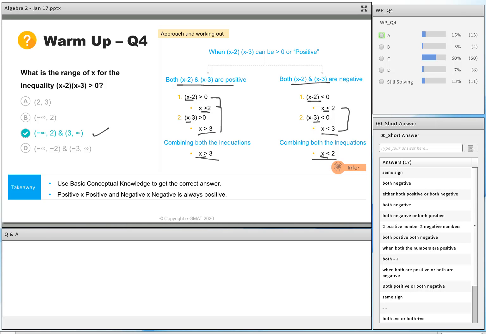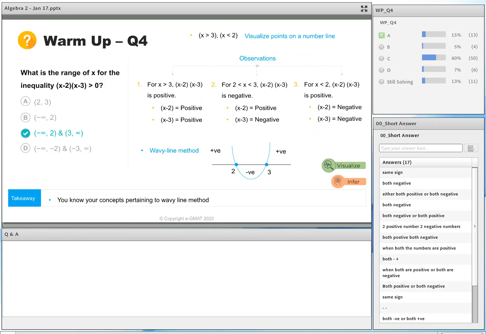This would work for this question because we know that when the product is greater than 0, that essentially means that both the numbers are either positive or negative. But there's another way to solve this question, and that method is known as the wavy line method. To understand the wavy line method, I'll also give you another reading resource so that you can get a proper grasp on it. Let's solve this question first, and then I'll give you that resource.